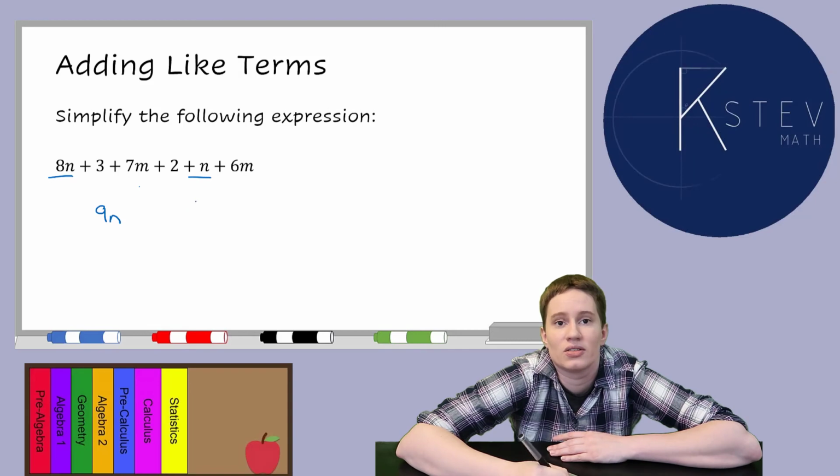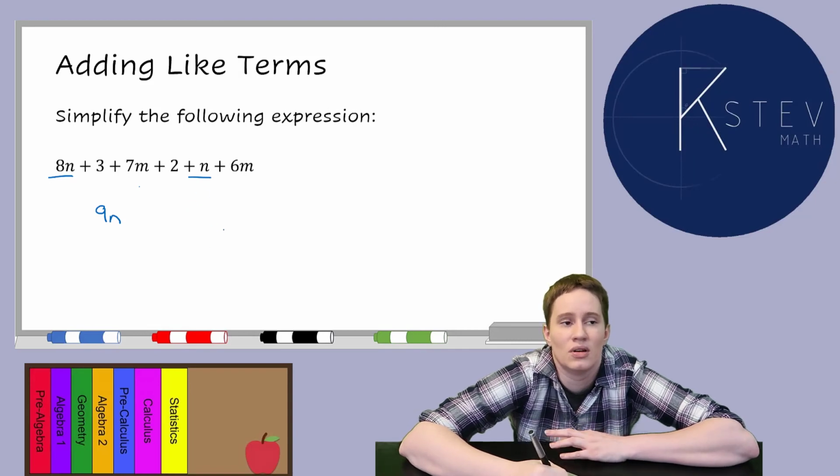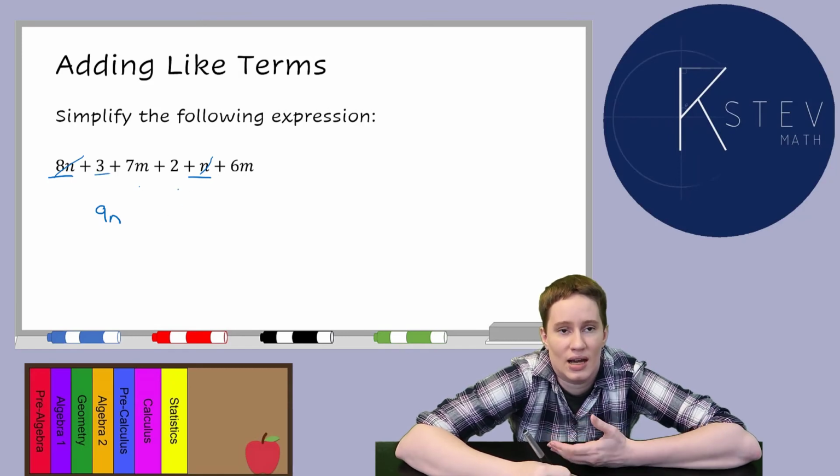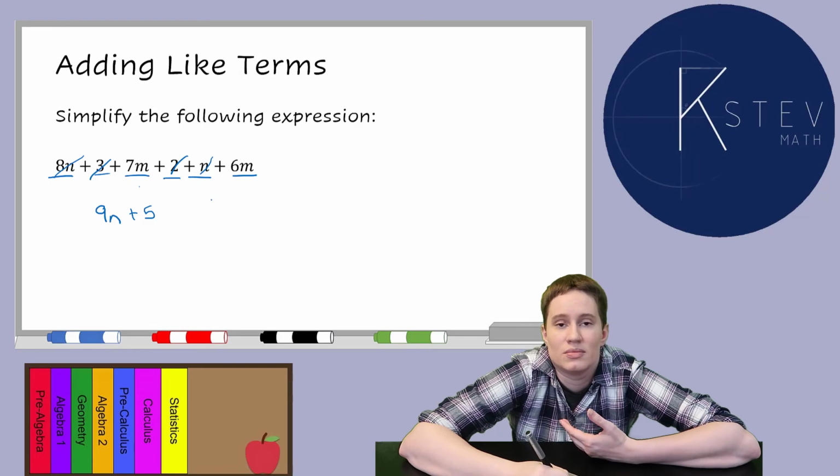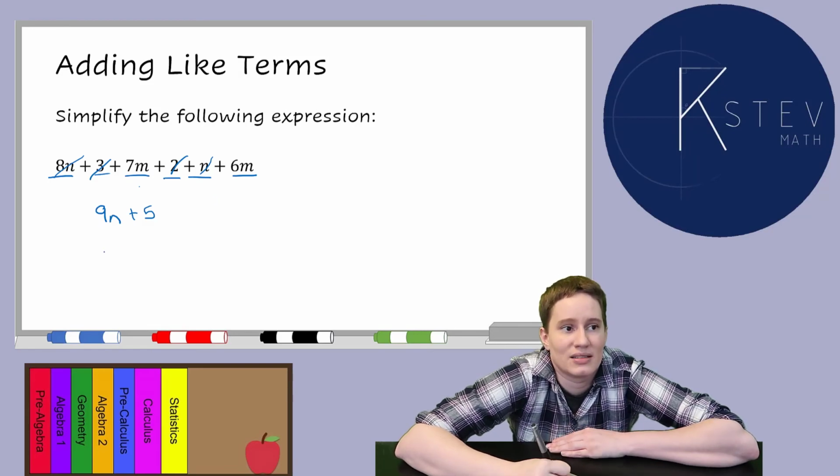So maybe this is nachos. 8 nachos plus 1 nacho is 9 nachos. And now you're hungry for nachos. Hopefully not. Then we could say, all right, I've got those taken care of. What about this 3? Is there another number somewhere that I can add to that 3? Yes, there is. I can add this 2. 3 plus 2 is 5. And then finally, 7m and 6m add together because they both have m's, so that adds together to get 13m.